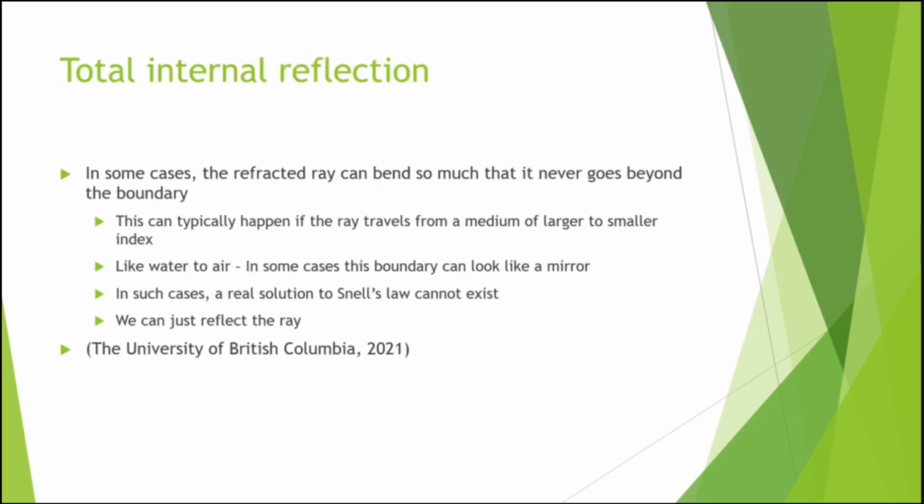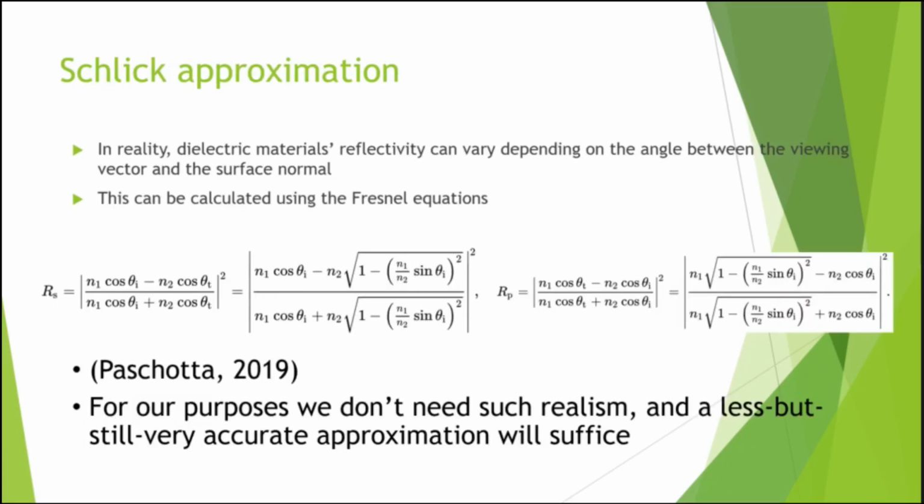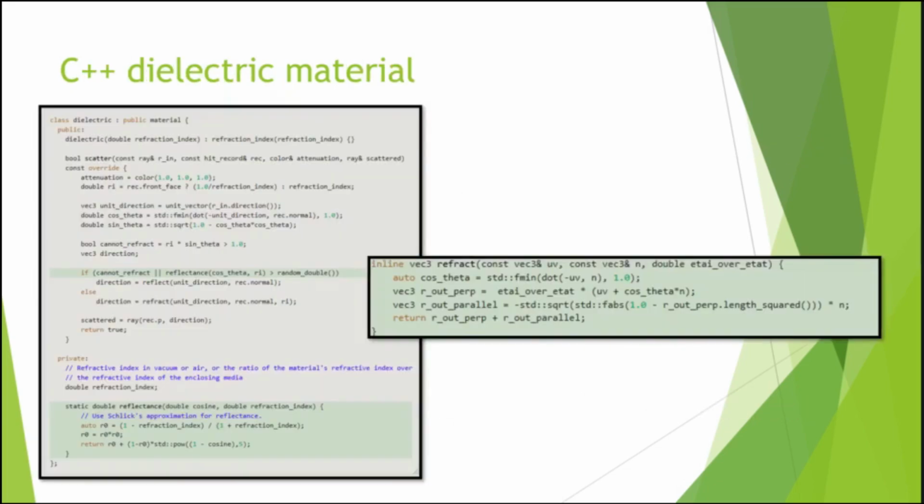Now, in some cases, the rays will bend so much that they can't bend anymore physically, in which case we have total internal reflection. This is calculated using Fresnel equations in the real world. We don't need to worry about that so much because we have an approximation we can use that is a lot less computationally expensive and a lot faster, and it still gives us pretty accurate results. It's called the Schlick approximation, in which case the rays will be reflected instead of refracted.